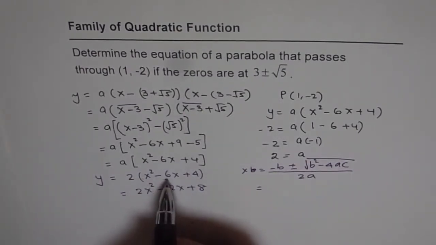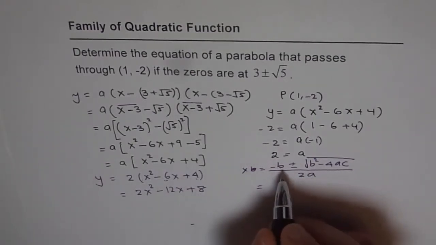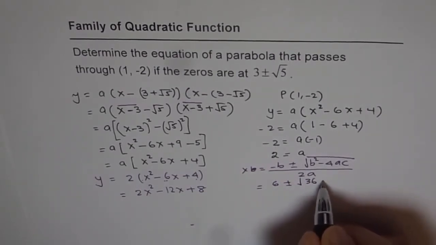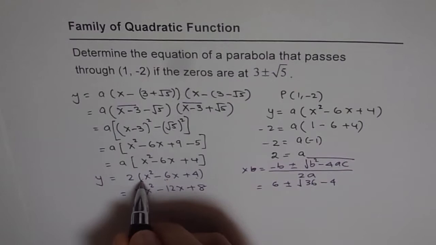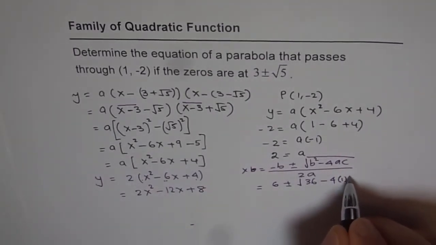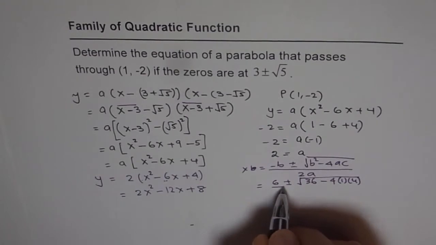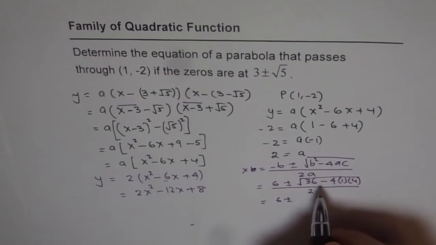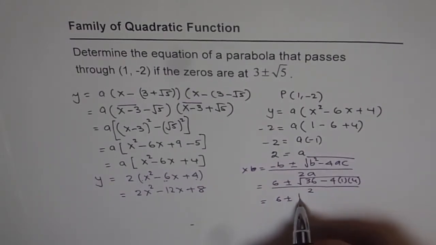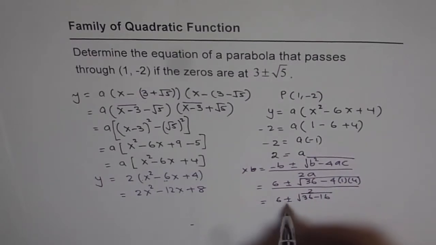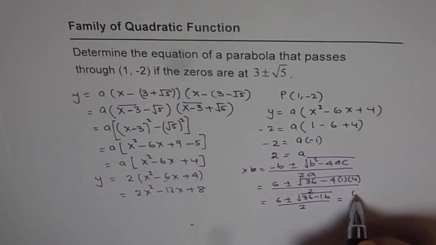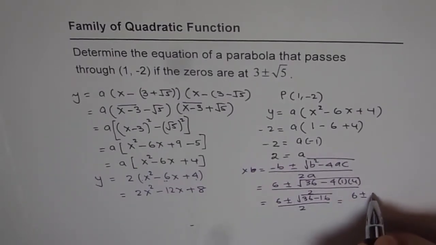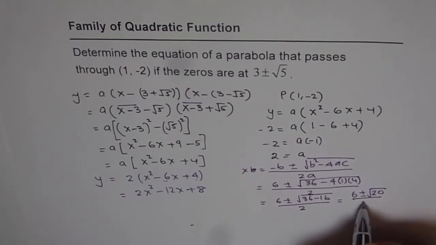Here a is 1, b is -6, and c is 4. So we get minus of -6 is 6, plus minus the square root of 6 squared is 36, minus 4 times a is 1 and c is 4. So 4 times 1 times 4, which is 16, divided by 2 times a, which is 2, right? So that gives us 6 ± √(36 - 16) divided by 2. That is 6 ± √20 over 2, since 36 minus 16 is 20.